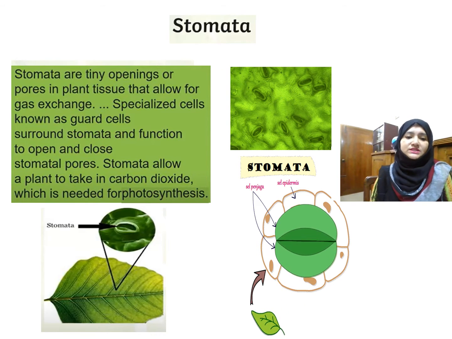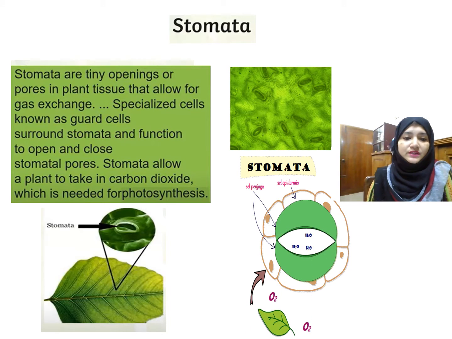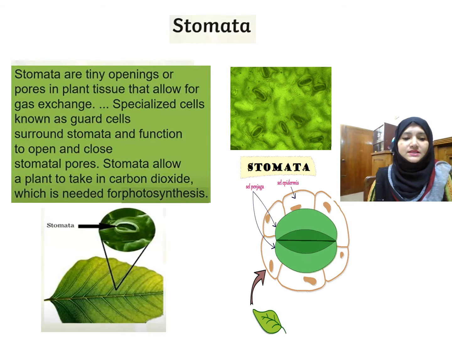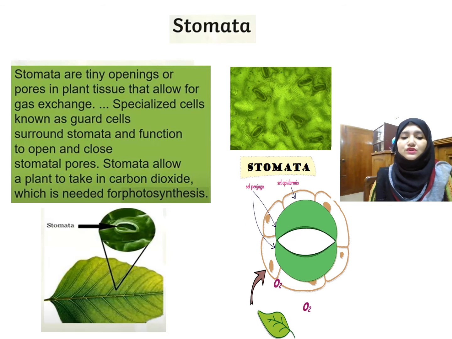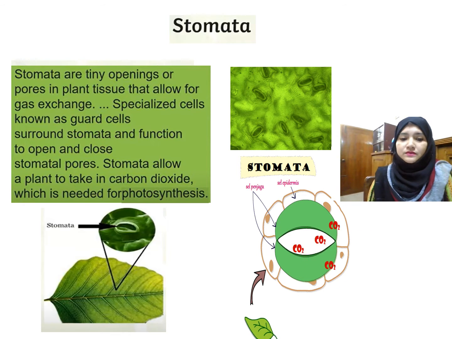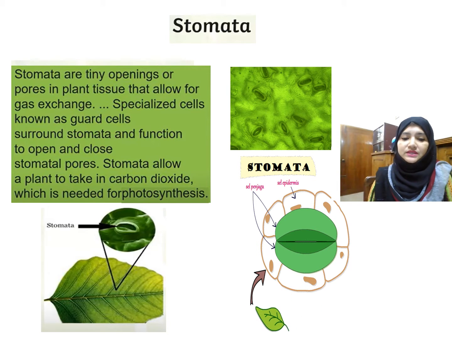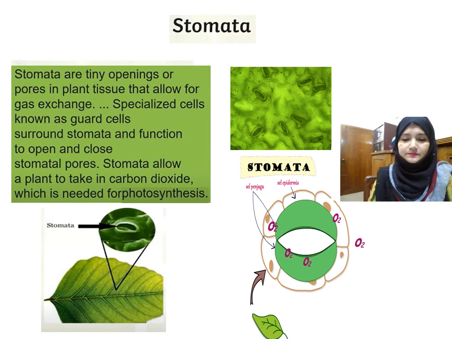That means stomata are tiny openings or pores in plant tissue that allow for gas exchange. Specialized cells known as guard cells surround the stomata and function to open and close stomatal pores. That means guard cells are responsible for opening and closing stomatal pores. Stomata allow a plant to take in carbon dioxide, which is needed for photosynthesis.